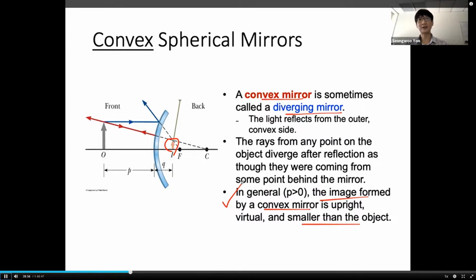This kind of mirror is also called a cosmetic mirror, or a safety mirror, because it can always capture a big object into a small image and generates an upright image. So you can see those convex mirrors at sharp corners in the road.